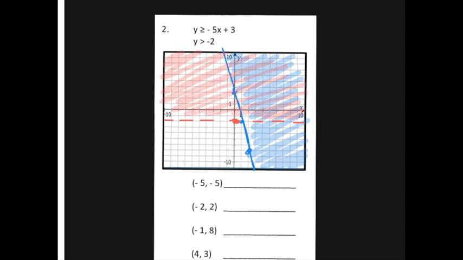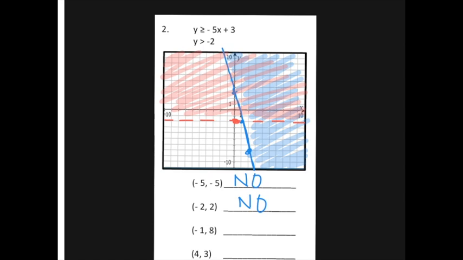So let's not forget that this right here will be our double shaded area. So if I need to check the point negative 5, comma 5, I go negative 5, 1, 2, 3, 4, 5. Negative 5, 1, 2, 3, 4, 5. That's definitely a no. Then I have the point negative 2, positive 2. So that might be a solution for the red one, but not the blue one. So again, it's a no, because it should be a solution for both.